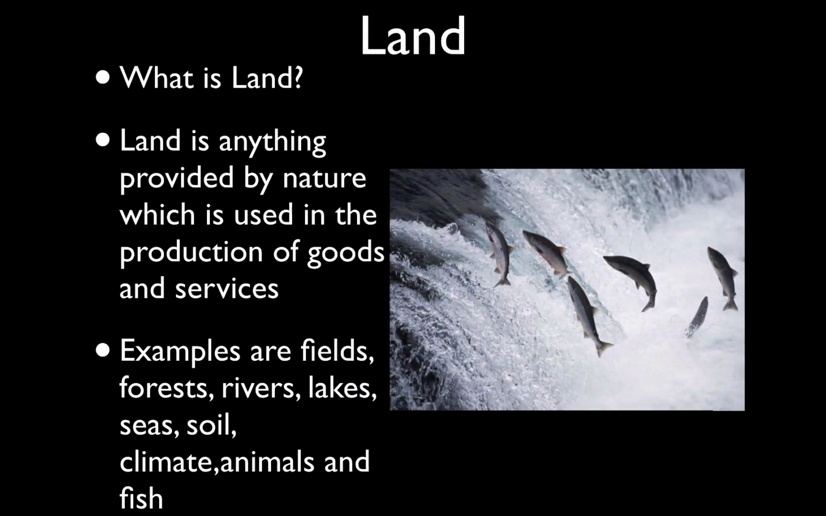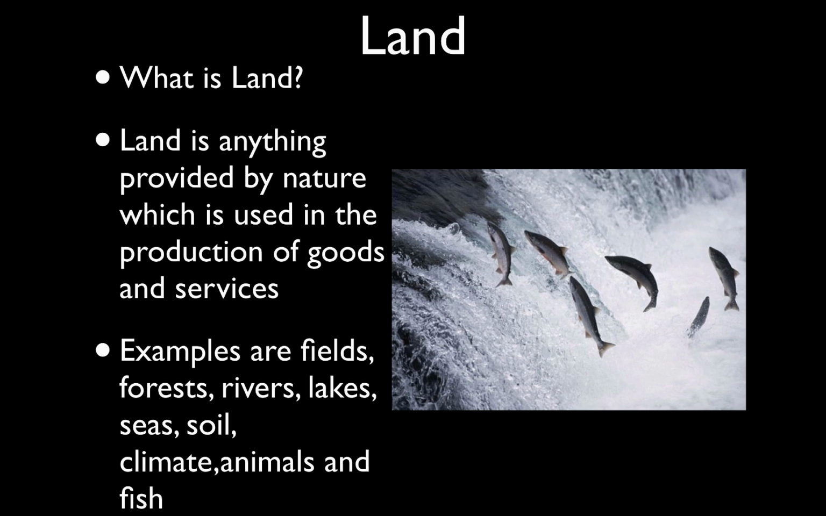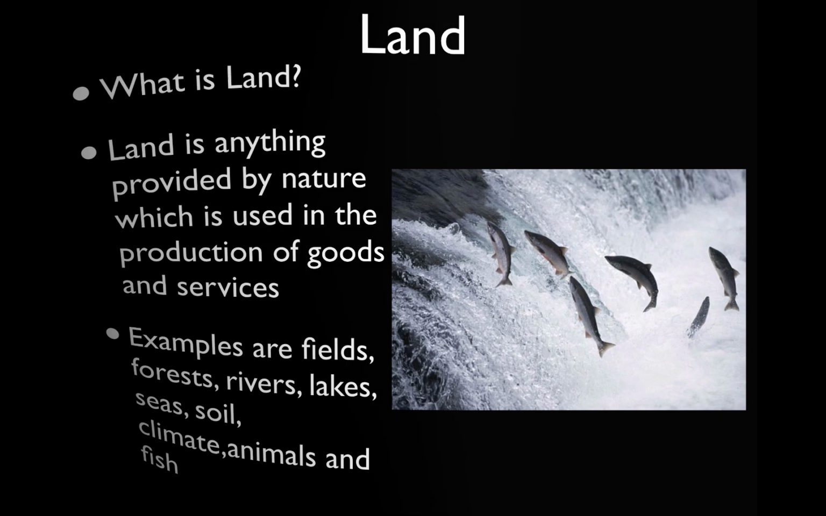And then we've got fish. And again, I suppose fish are obvious simply because it's not land per se in the normal idea of you can touch the soil, but it is land in an economic term because these fish can be used for production of goods and services, i.e. selling fish in a supermarket or something like that.